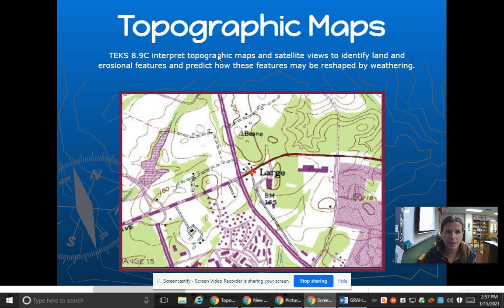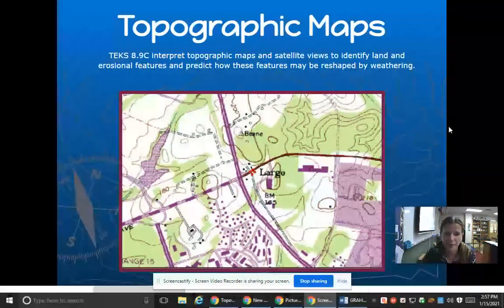Topographic maps. Today we're going to interpret topographic maps and satellite views to identify land and erosional features and predict how these features may be reshaped by weathering.